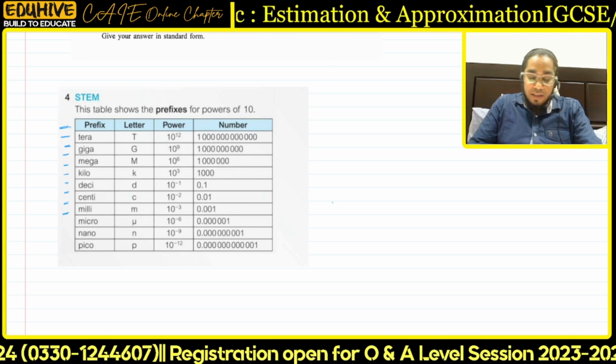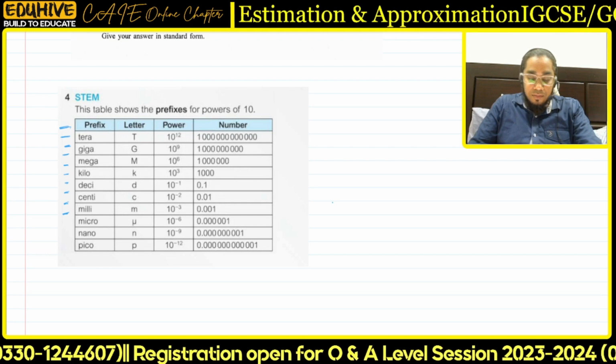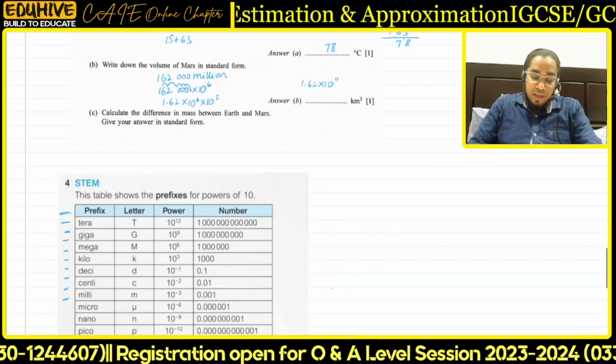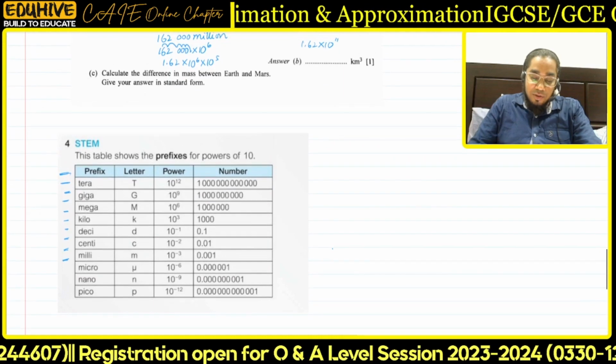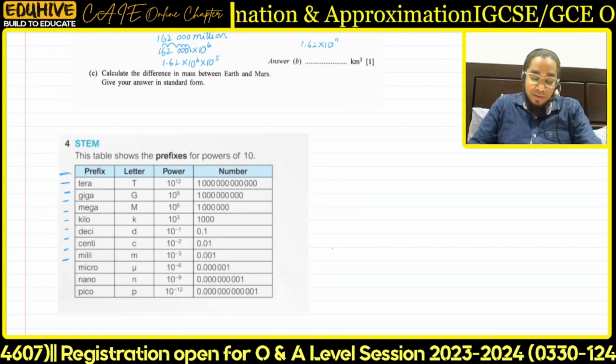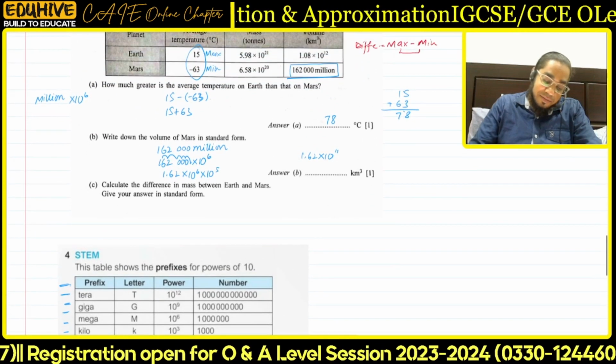Have you guys taken the screenshot of it? Yeah. So keep it safe and don't post it on Snapchat. If you post it on Snapchat, any one of your friends will get it.